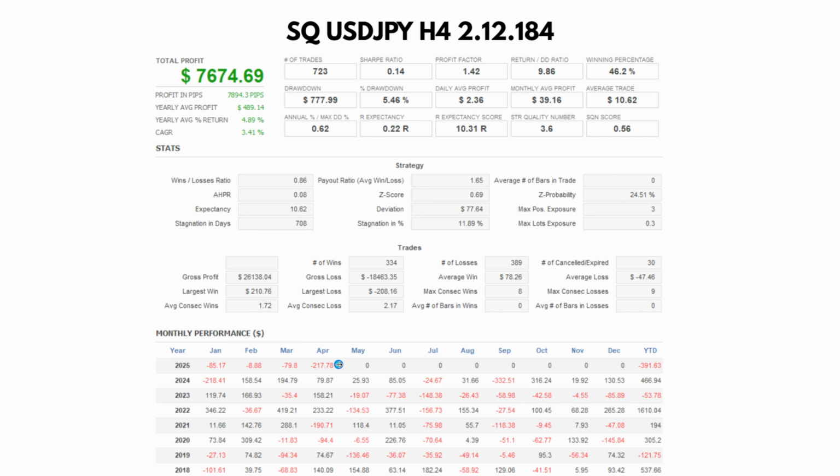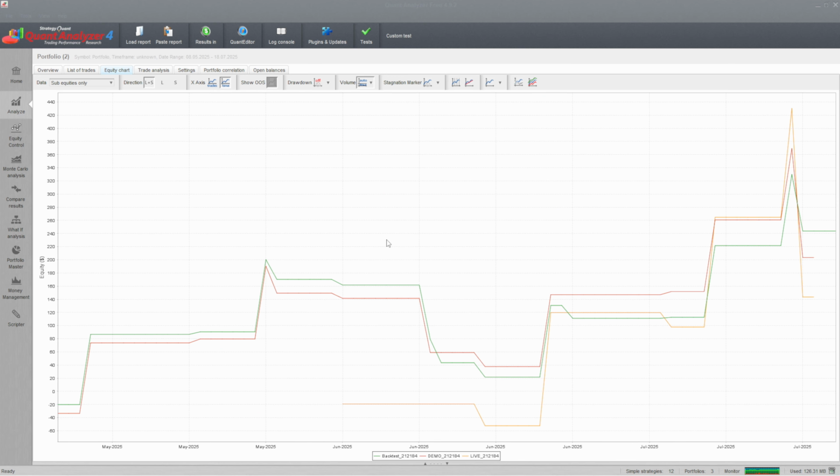The next strategy is USD Japanese Yen 4 hour time frame number 2/12/184, which seems to have been created back in April 2025. I can see straight away looking at these charts, everything is very similar. The backtest in green moves very similar to the demo, which is in red, which also moves very similar to the yellow, which is the live account. There does seem to be a trade missing here in the live account, but I'm not too fussed.